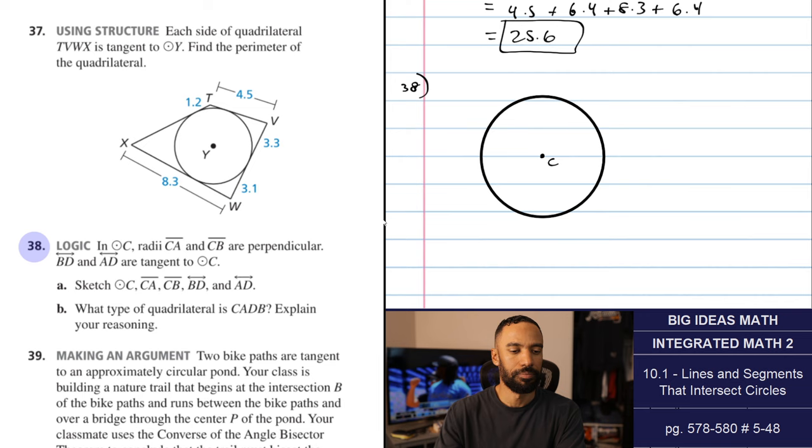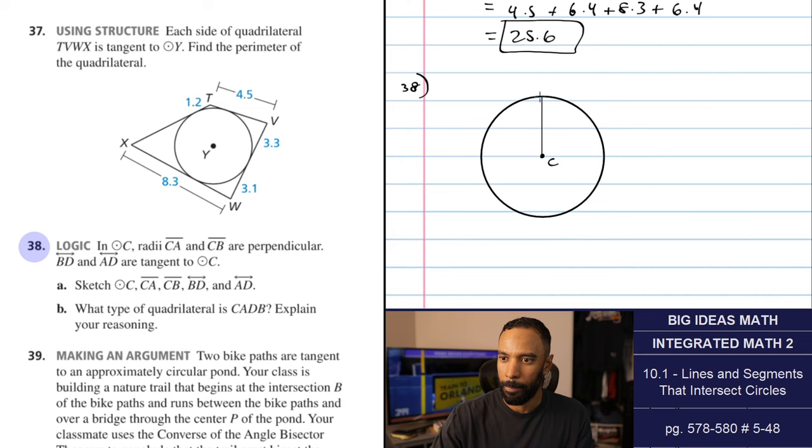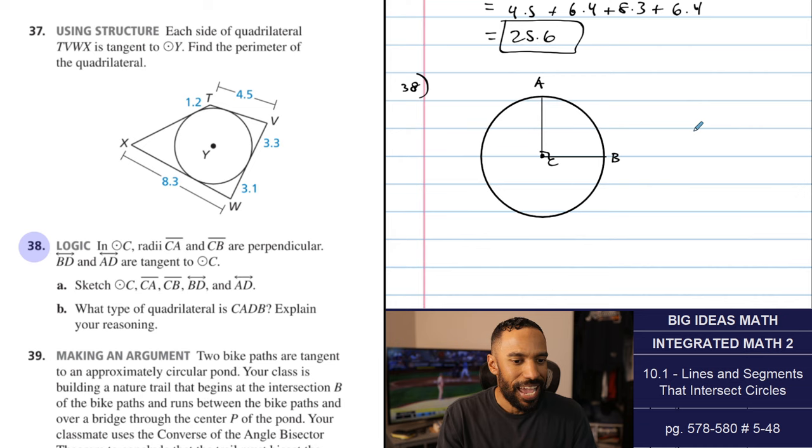Radii CA, let me thin this out a little bit. CA and CB are perpendicular. So if I drew a radius, I'll do it horizontal and vertical to make it easy. So I can call this maybe CA and call this CB. So those are radii, perpendicular. They say BD and AD are tangent to C.